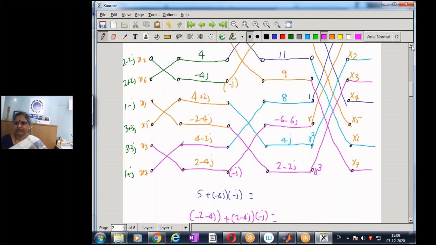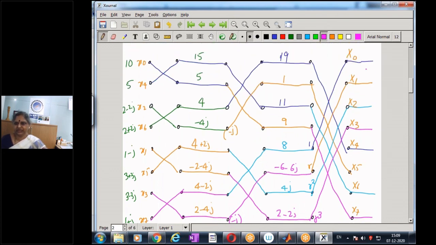So now the last stage to get x of 0, I need to consider this. So 19 plus 8, and that is going to be 27. And this is going to be 19 minus 8, and that is going to be 11.